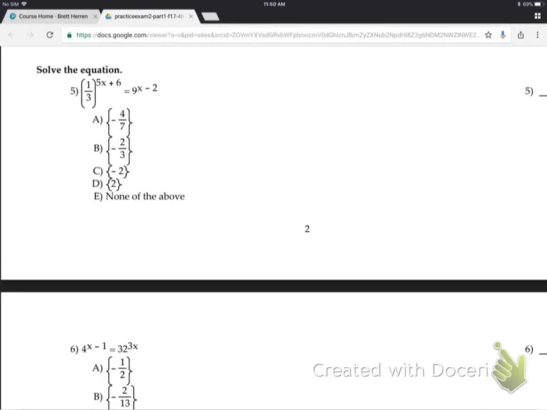Okay, so number 5. (1/3) to the power of 5x plus 6 is 9 to the power x minus 2. So how do we solve these, like, power things? Make the bases the same. Yeah, good job. You remember that? We have to make the bases the same.